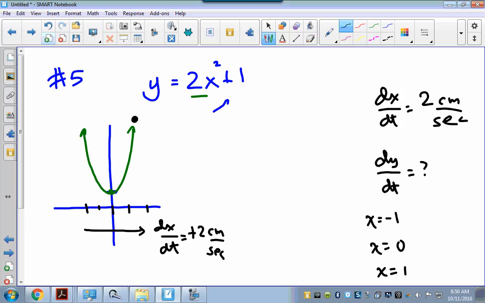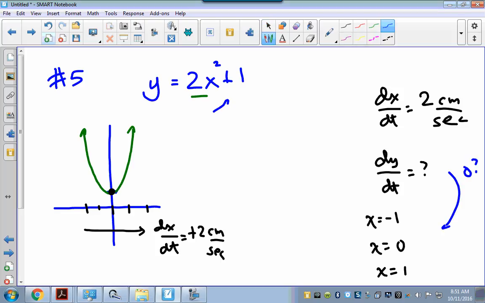Now, you can sort of suspect, again, just go back to the idea of the point moving along the curve. When x is at negative 1, it seems as though the point is dropping. So we would suspect that this dy dt would be negative for that one. When x is equal to 0, the point is at the vertex, and momentarily it's neither rising nor falling. So we would suspect that when x is 0, the y is not changing. So that might be 0.